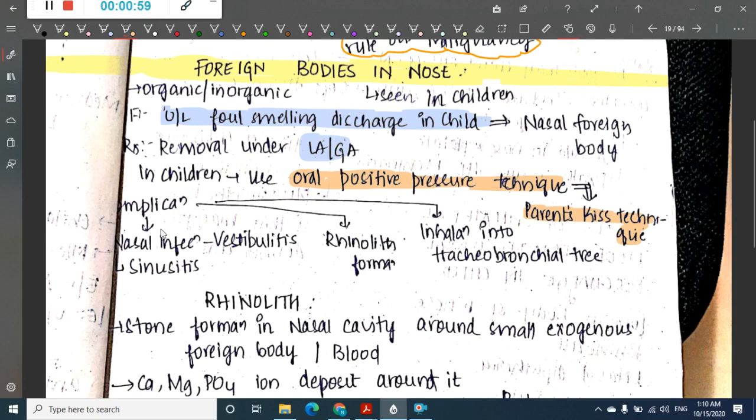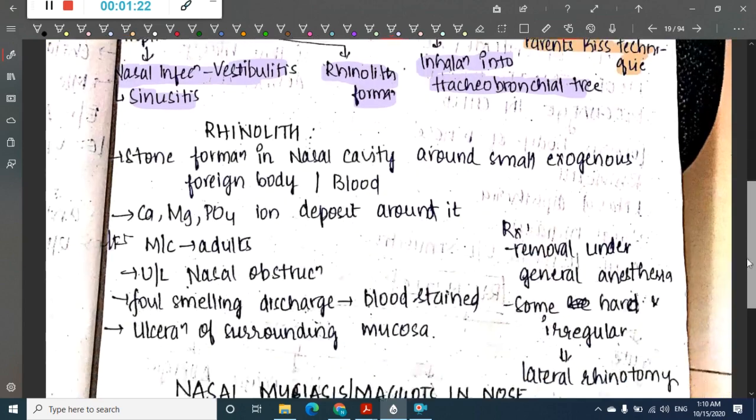Then if you see complications, whenever this foreign body has been neglected, it leads to nasal infection or vestibulitis. It can form sinusitis, or rhinolith formation can occur. Sometimes the child may also inhale that foreign body into the tracheobronchial tree. So this is about foreign body in nose.